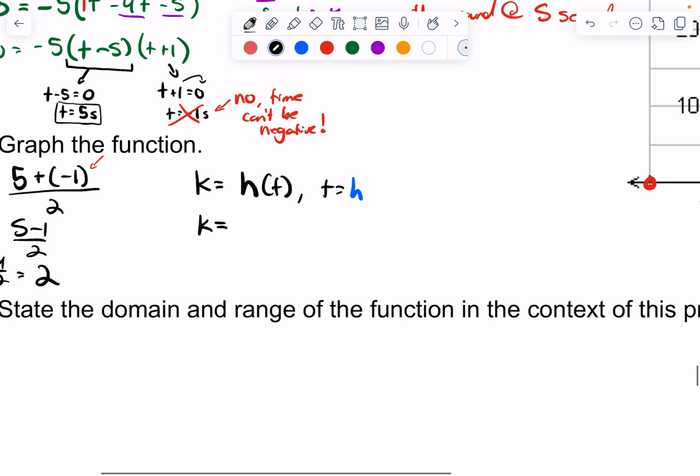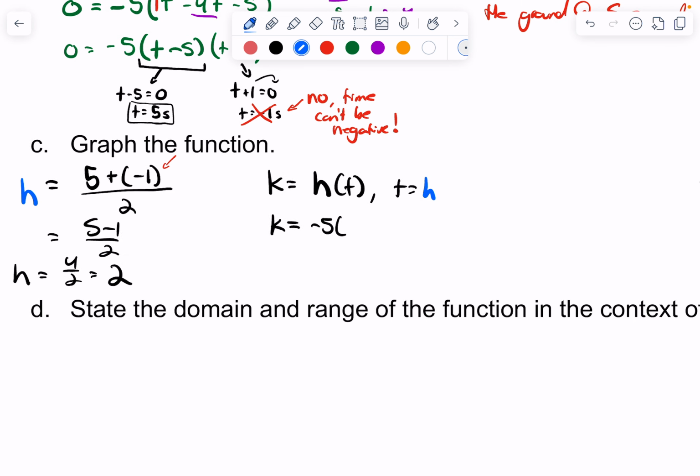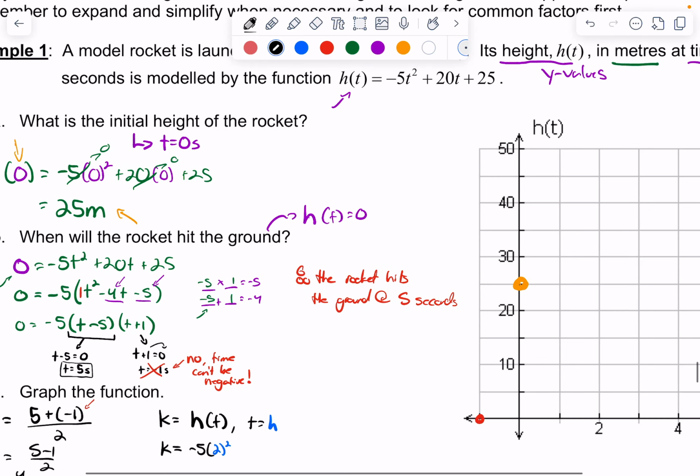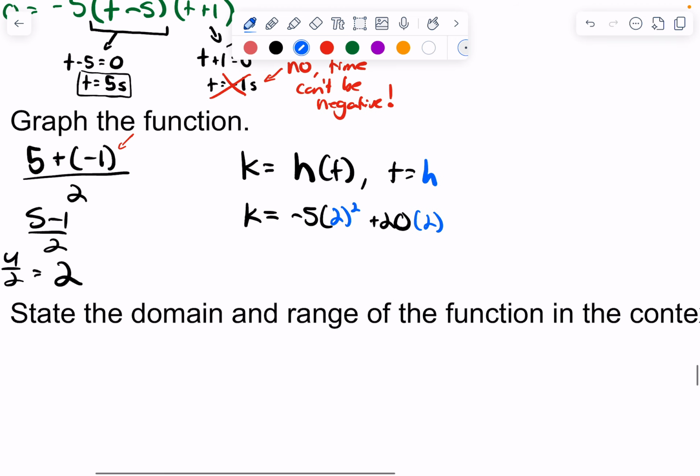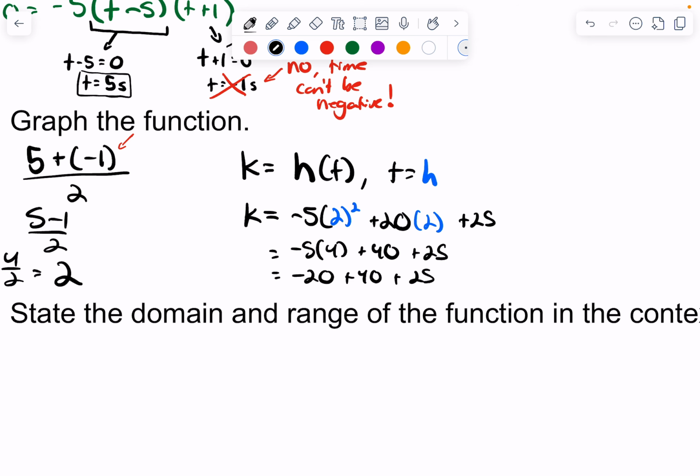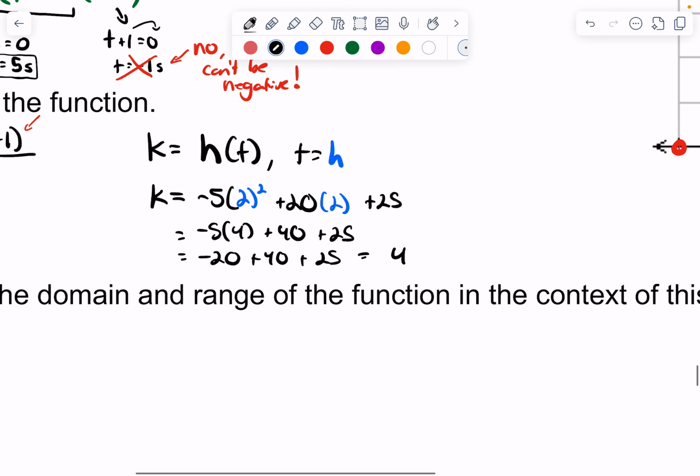So we have k, so this would be minus 5, and our h is technically 2 squared. And then it was plus 20t plus 25. Plus 20t, so t is h of 2, plus 25. So you'll get minus 5 times 4 plus 40 plus 25. So that's minus 20 plus 40 plus 25. Doing all that, you will get 45.